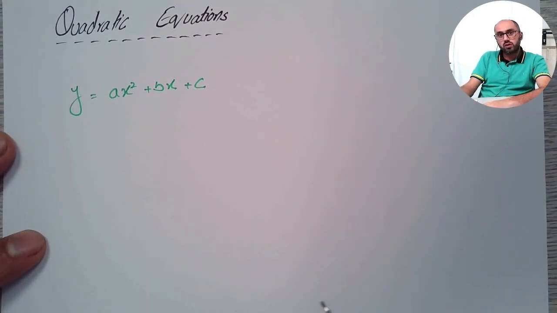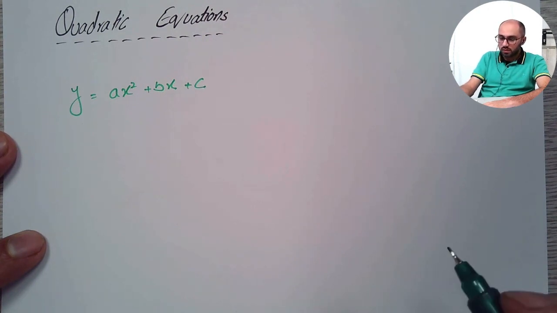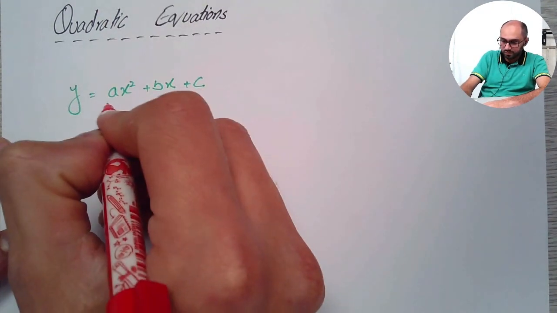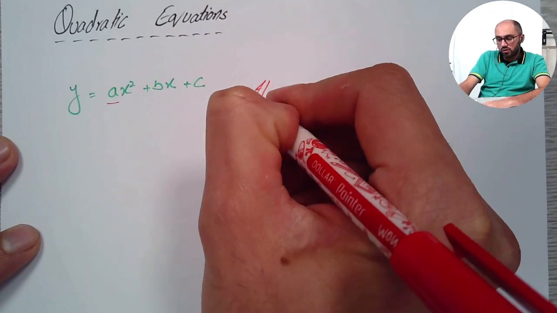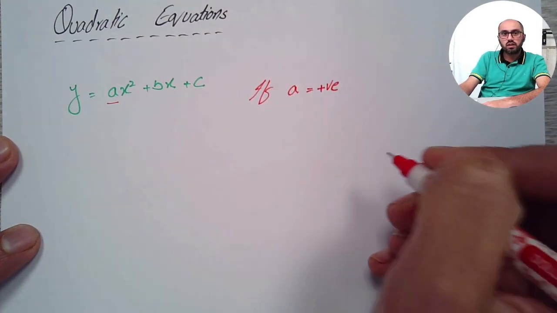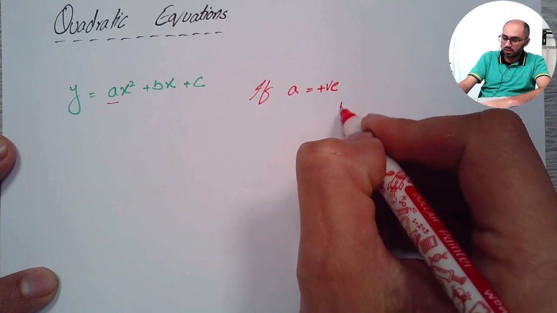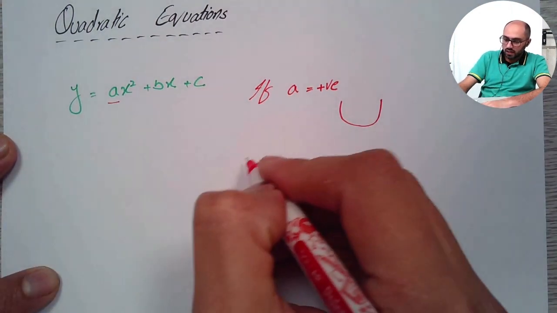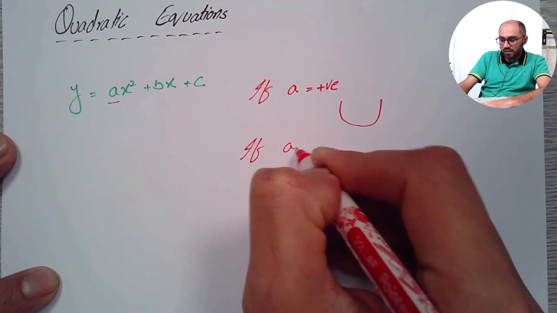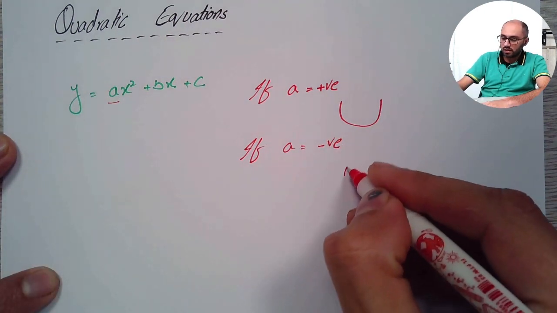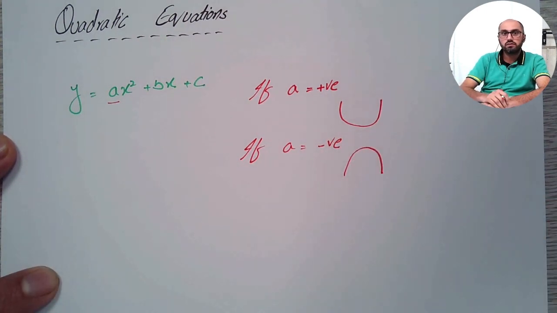Now the graph of the quadratic equation will have a particular shape, and that shape will be determined by the value of a. If the value of a is positive, then the graph will have a shape like U, or I can say smiley face. If the value of a is negative, then the graph will have a shape like this. We can say sad face.